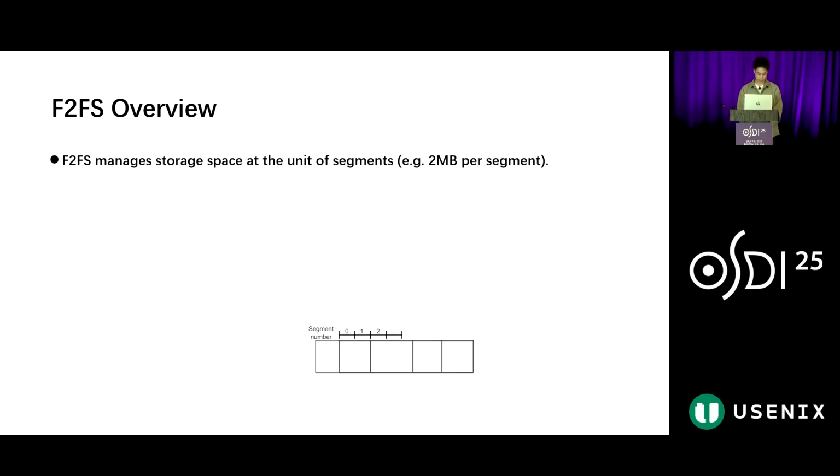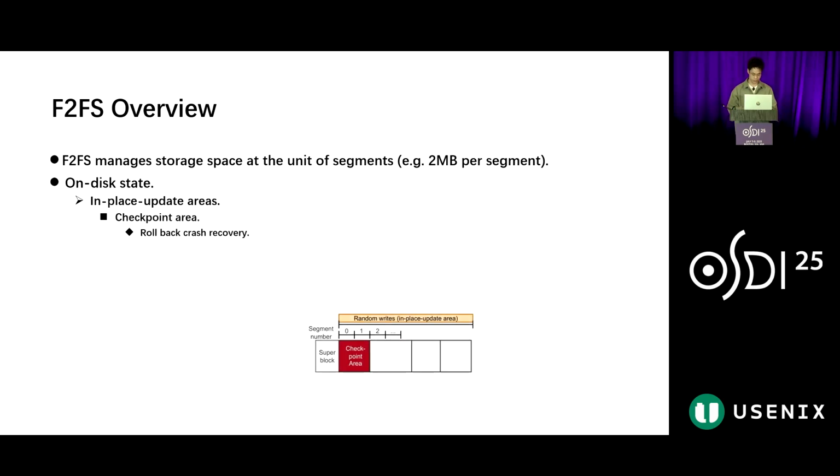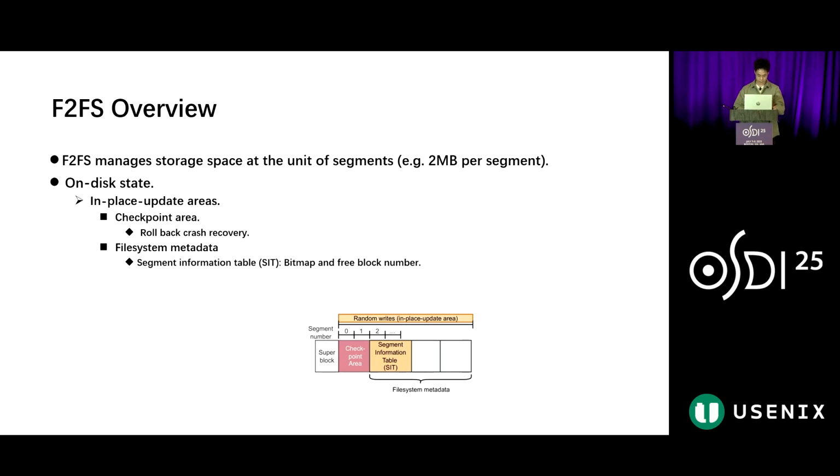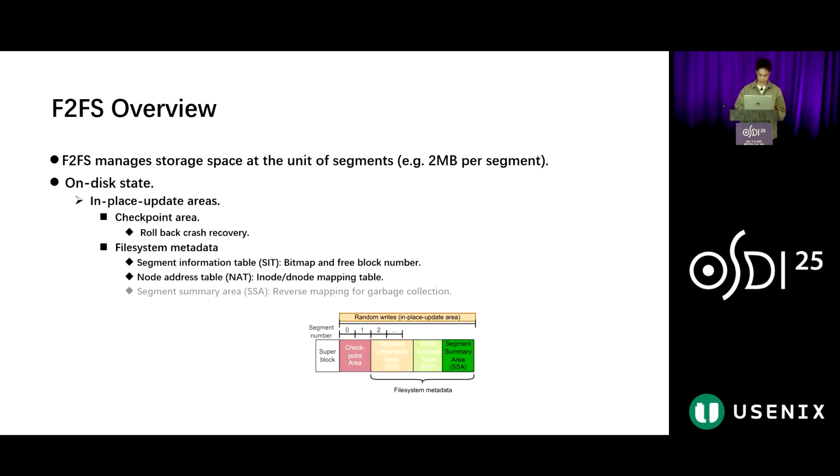And for the F2FS overview, firstly, it divides the storage device into segments, and each segment is 2 megabytes. For the on-disk layout, firstly, it has the in-place update area. The first one is the checkpoint area, which is used for crash recovery by rolling back the file system to a consistent state. It also stores some file system metadata in a random write area, like the segment information table, the SIT, which is used for space allocation, and the node address table, the NAT, which is the mapping table for the inode and the data node. Next is the segment summary area, SSA, which stores the reverse mapping for garbage collection during migration.